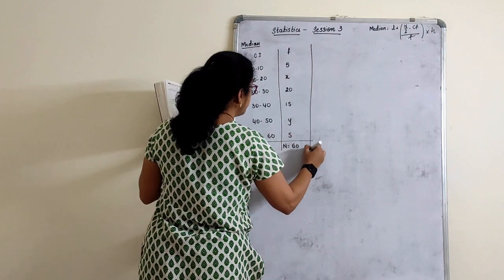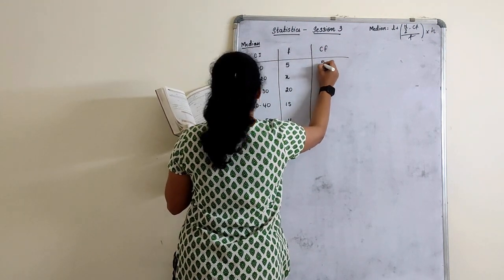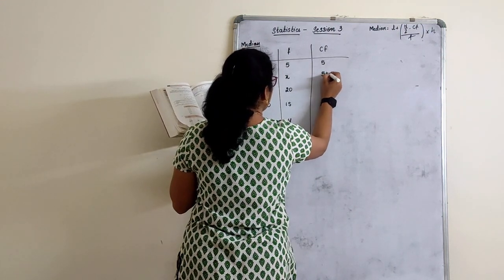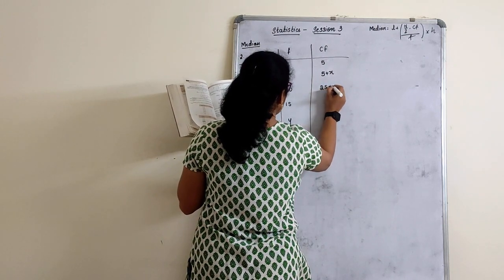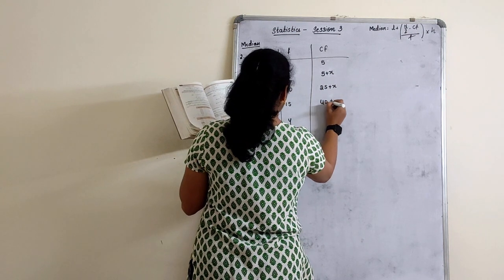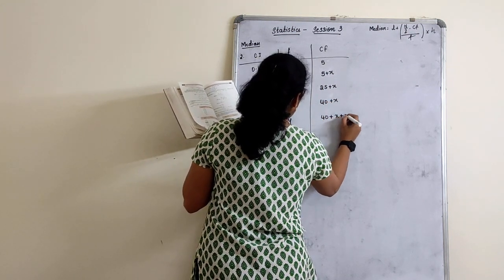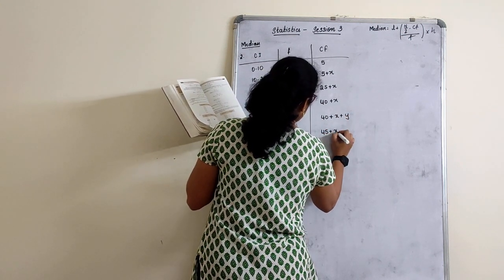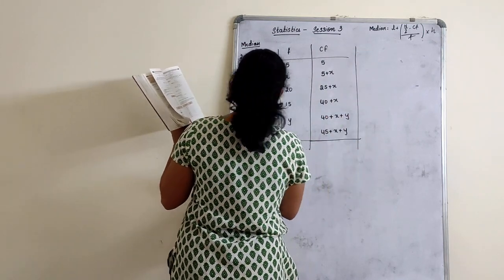It's been given. Our next step is to find cumulative frequency. The first one is 5. The next one is 5 plus x. The next is 25 plus x. The next is 40 plus x. The next is 40 plus x plus y. And the next is 45 plus x plus y. Definitely you will not get the final answer here.